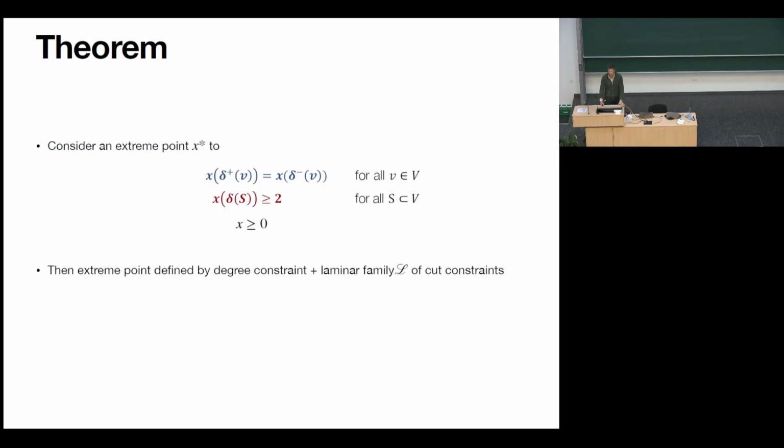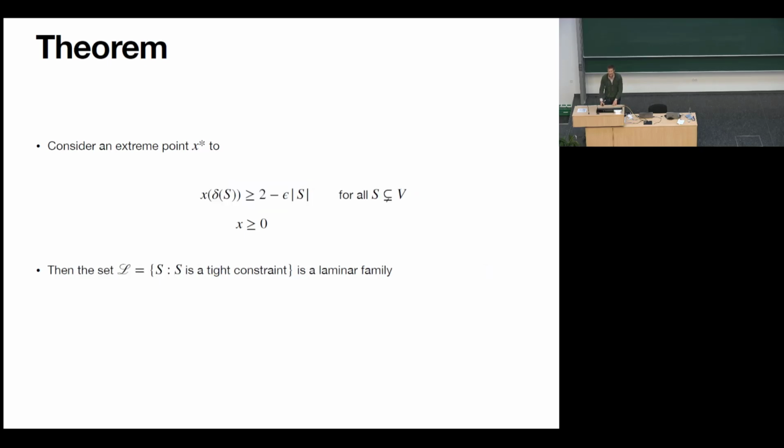Between friends, we can throw away the degree constraints because they don't really matter for this. And then I just add a minus epsilon s here for infinitely small epsilon. That's the same problem. I just do it to simplify. I wanted to prove this to you because it's not a hard proof. So now I've added an infinitely small epsilon. It's basically greater than 2. Now I want to prove that any extreme point here is defined by a Laminar family of tight constraints.